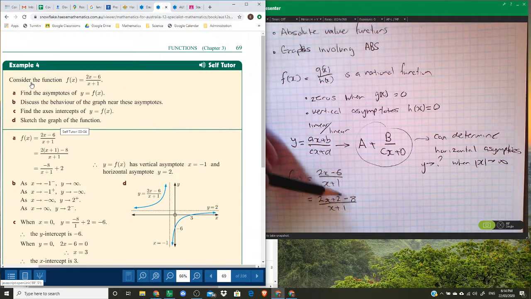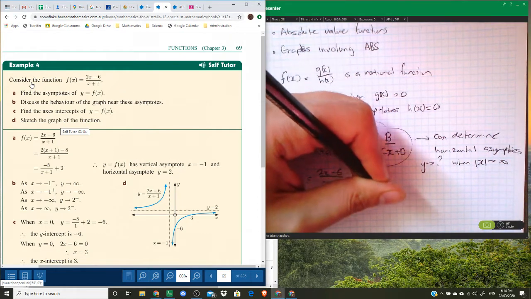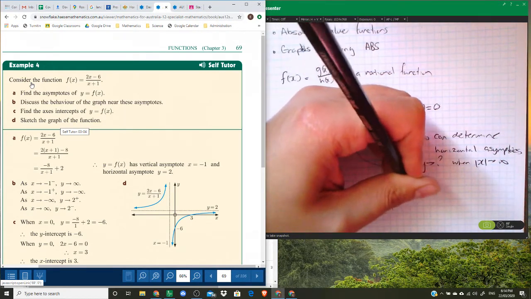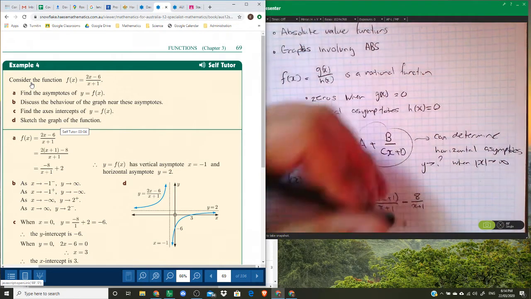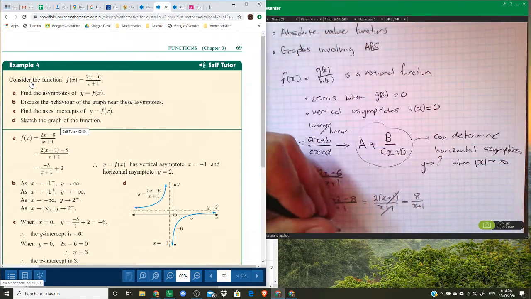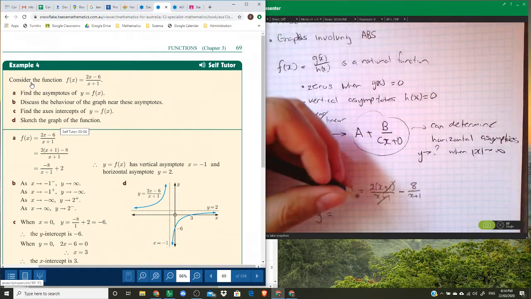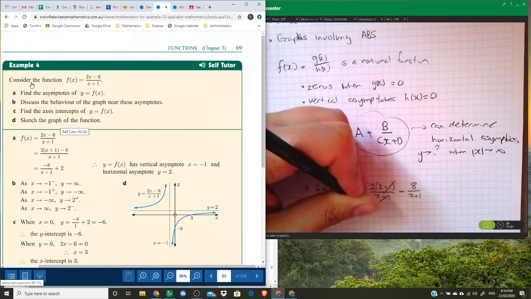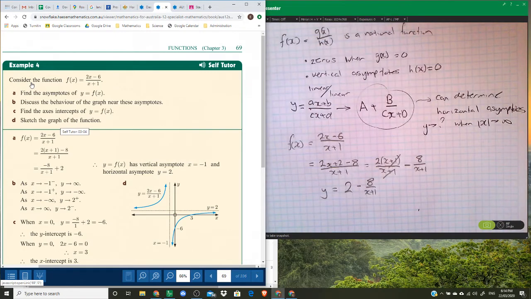But what I've done is I've turned this into two lots of the denominator. So now I'm going to break that up into two parts. And I might as well just factorize it while I'm here. Okay, you see what I've done there? Now I can cancel those out, and I can express y, or f of x, as 2 minus 8 over x plus 1.